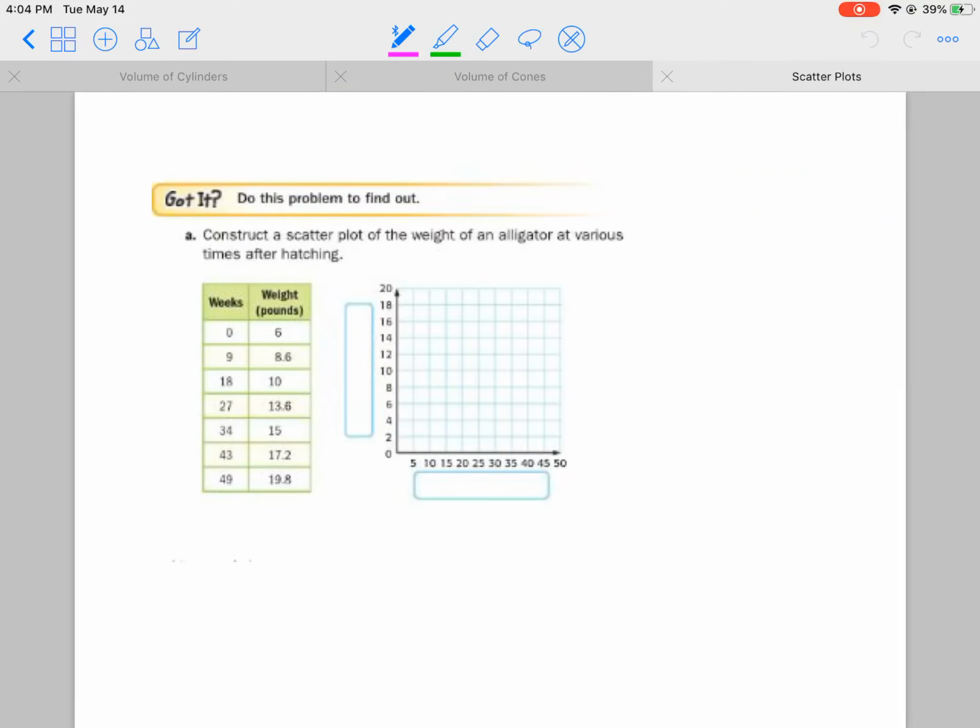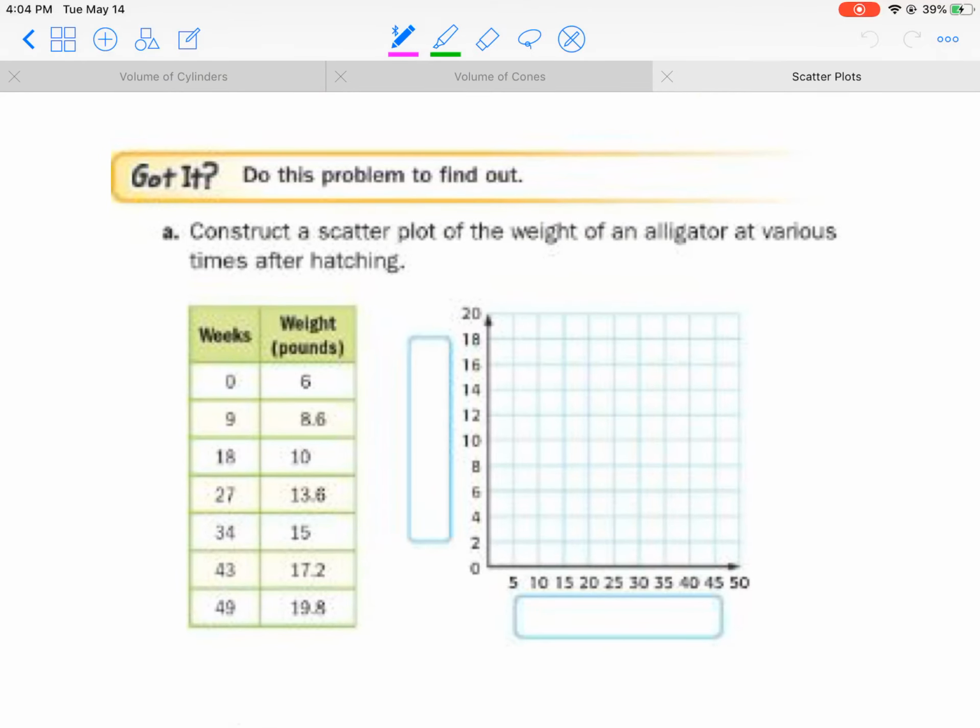Okay, go ahead and go to the next page. So I want you to construct a scatter plot now. You can do it in your notes. Make sure you show your notes after completing the note check. I'll ask a couple of key questions about it, but I want to see your notes and see your scatter plot. So of the weight of an alligator at various times after hatching.